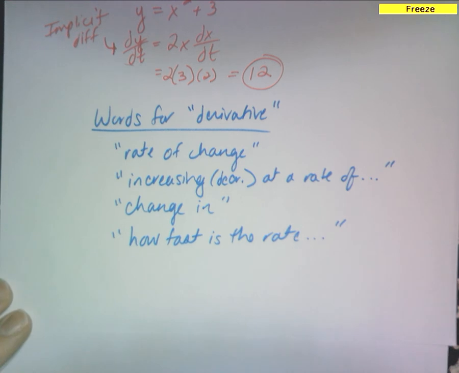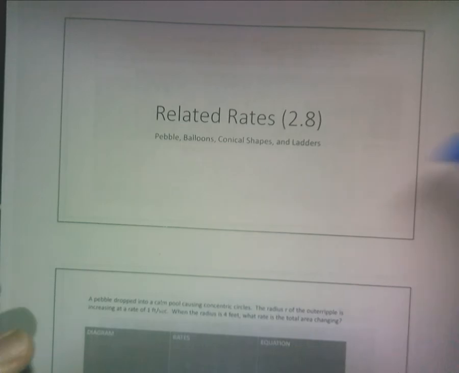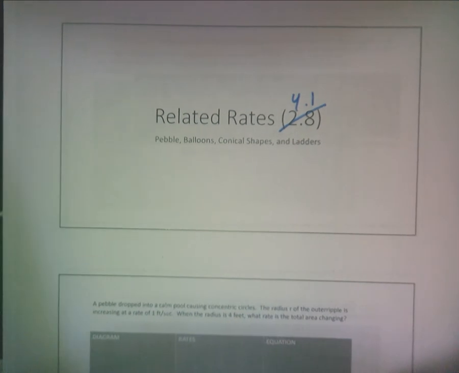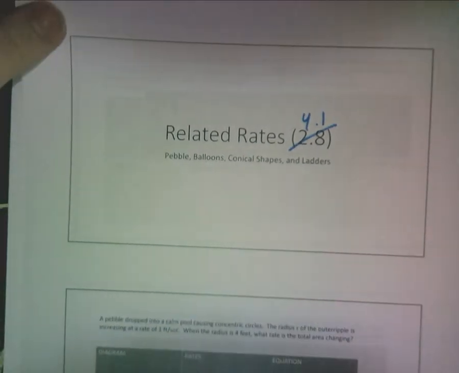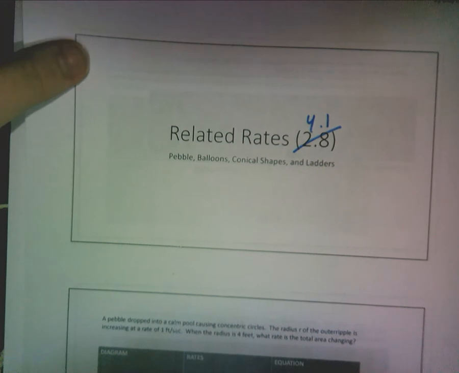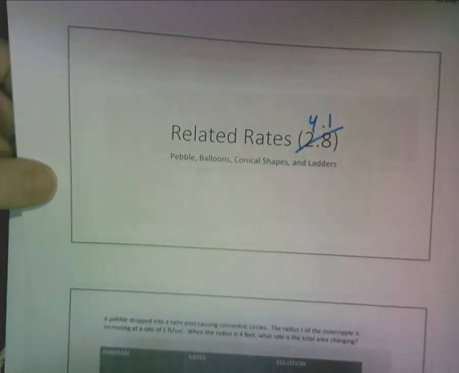Okay, when you're done with that, take out that little sheet that I gave you, and you can see I've titled this, related rates 2.8. It's really 4.1. Pebbles, balloons, conical shapes, and ladders. Not lying to you, everybody who teaches this does the same exact ones over and over again. A pebble, a balloon, a ladder. It's always the same thing. Math teachers are so predictable. Even in your next SBCC test, this is all over it, and you might as well just keep this for notes. It's super fun.